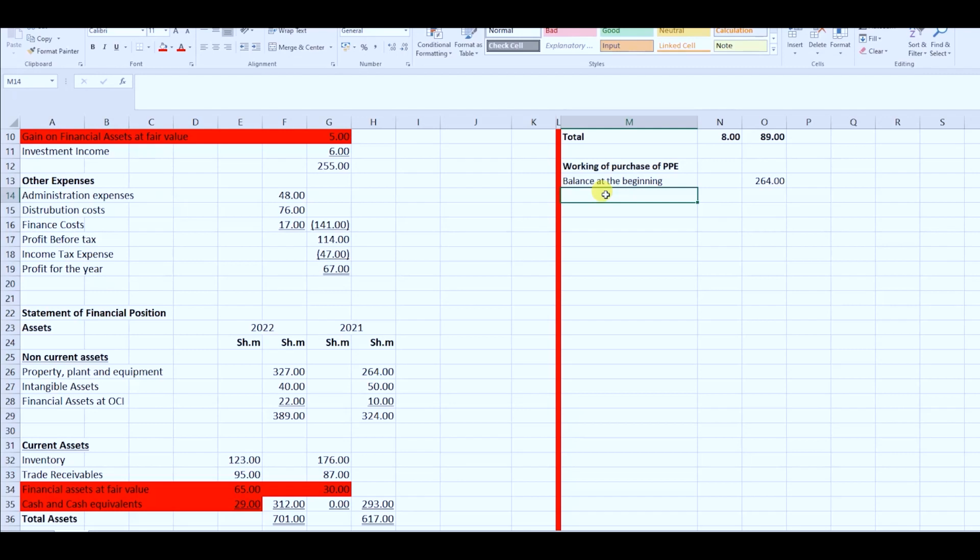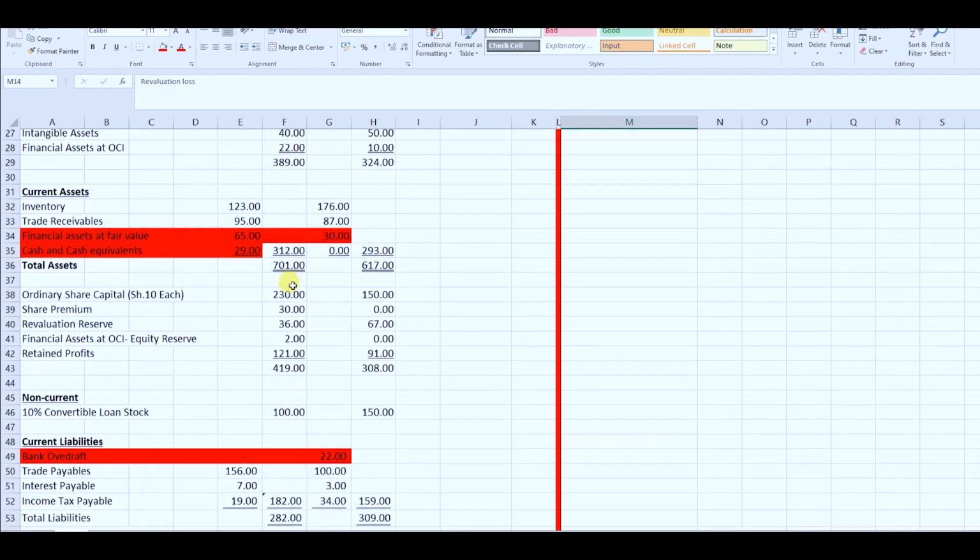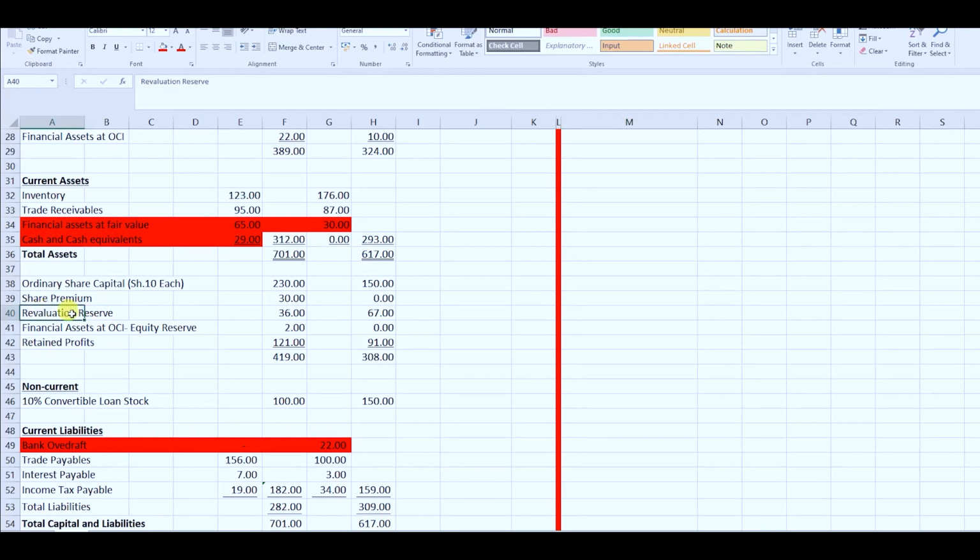Then we move ahead and assess the revaluation loss, if there was any loss. So we are not interested in giving it whether it's bolded. The revaluation loss would mean that we'd have to go to the balance sheet. So we just get the statement of the equity and liabilities section because we have the revaluation reserve here. So for us to get the revaluation loss, we'll have to get the difference between this one and that value there.